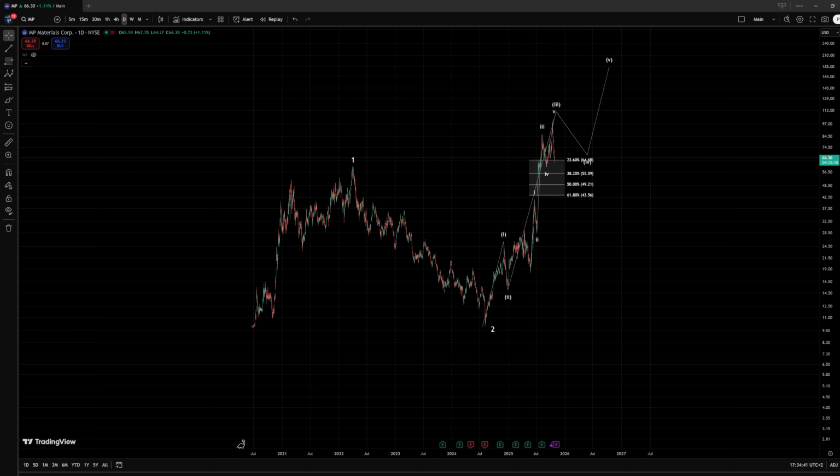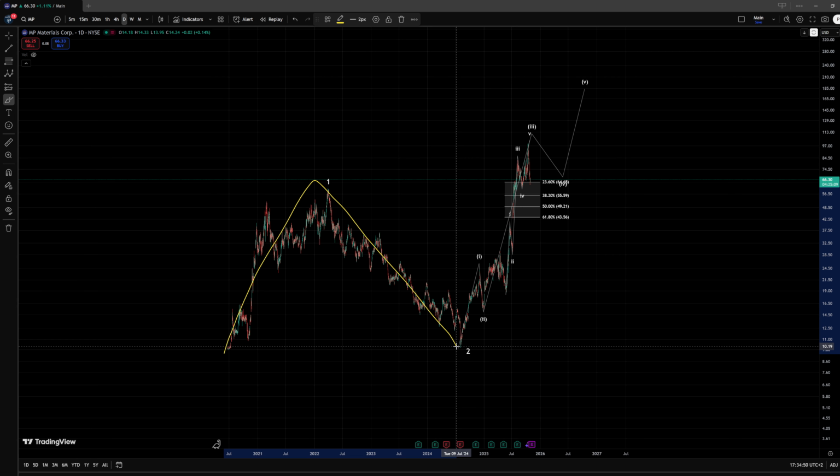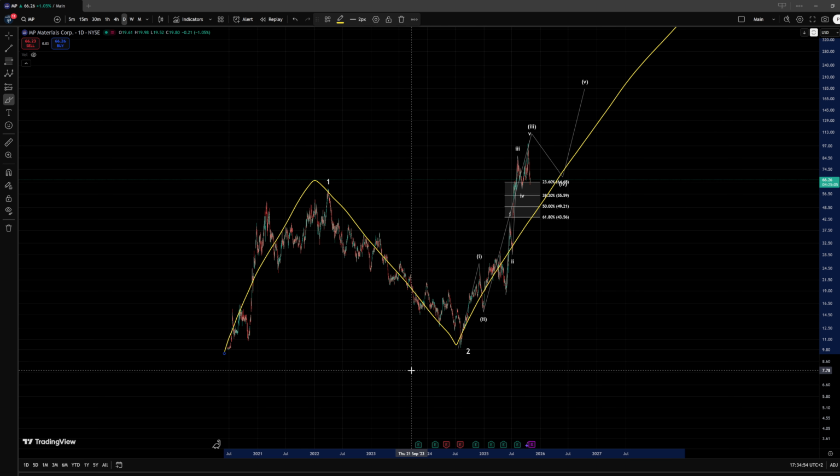In this video we are looking at MP Materials. It is time for another update, and on this chart we are still tracking this possible 1-2 setup that has formed in this area, and then a possible large wave tree that would be developing to the upside.